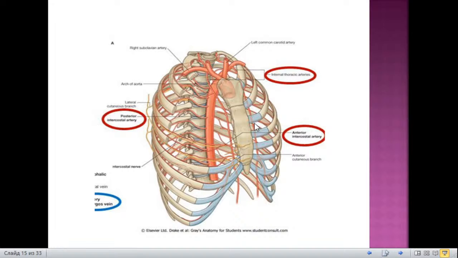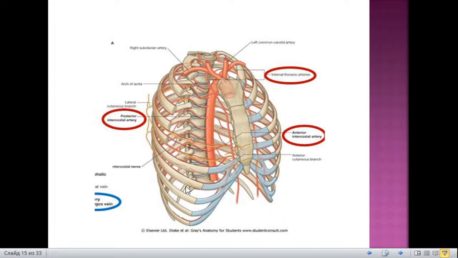After that, the intercostal spaces from the third one and up to the 6th or 7th intercostal space receive two intercostal arteries: the posterior from the aorta, and the anterior intercostal artery, which originates from the internal thoracic artery here, which is a branch of the subclavian.